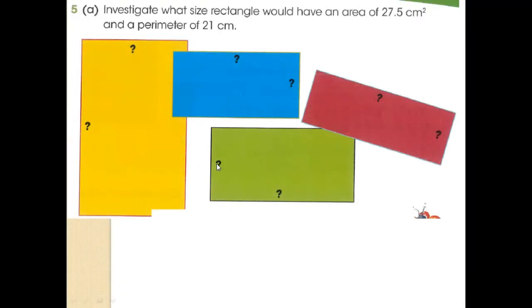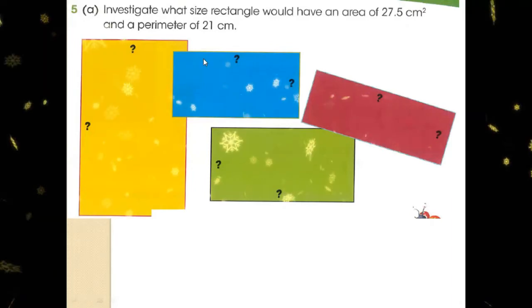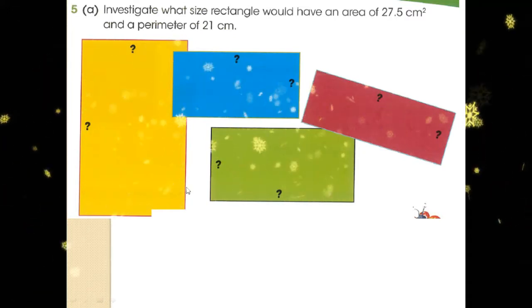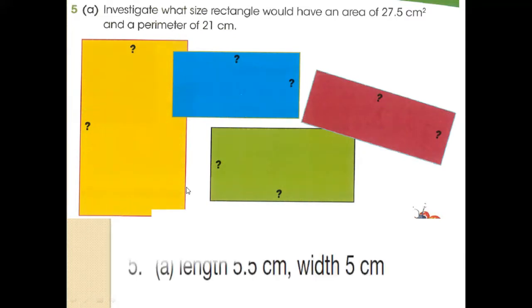Then when you finish, you just find all the lengths, and then find the area and perimeter of all the shapes, for this shape, this shape, this shape, and at the end you tell me which shape has the area of 27.5 and perimeter of 21. Okay, I will show you the answer. The length must be 5.5. Any one of the rectangles whose length is 5.5 centimeter and whose width is 5 centimeter. That is your right answer.